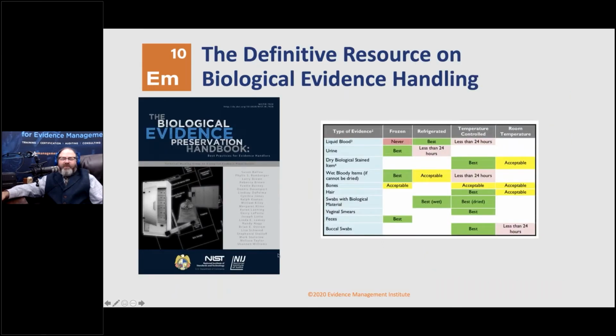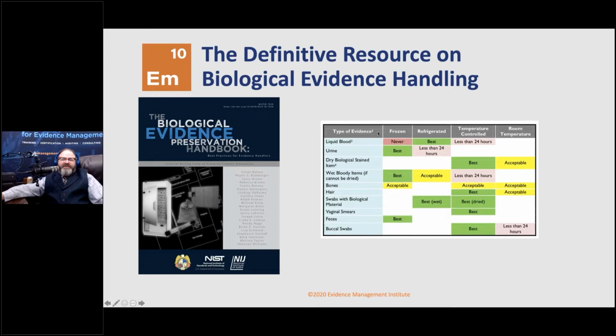The reason for that is because it provides great guidance on handling evidence and storing evidence. It will tell you, based on the evidence type, how to store it and what conditions to store it in. Liquid blood: should you freeze it? Should you refrigerate it? Do you store it in temperature controlled conditions or at room temperature?